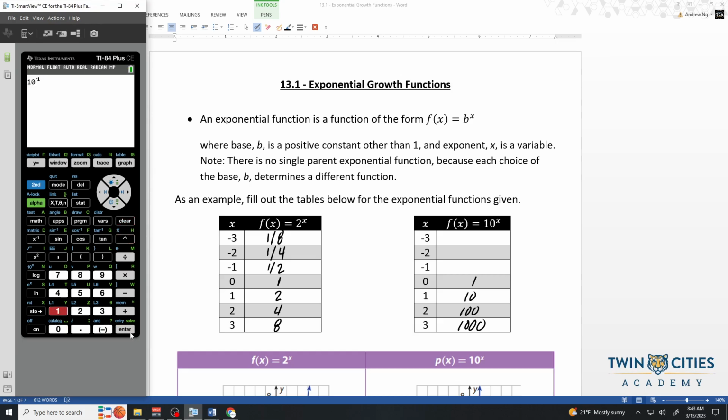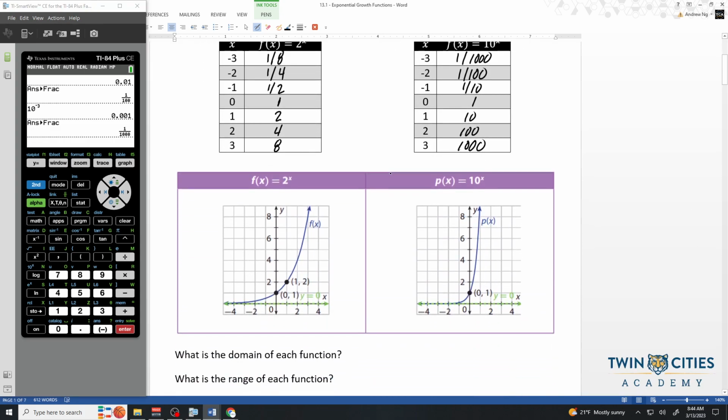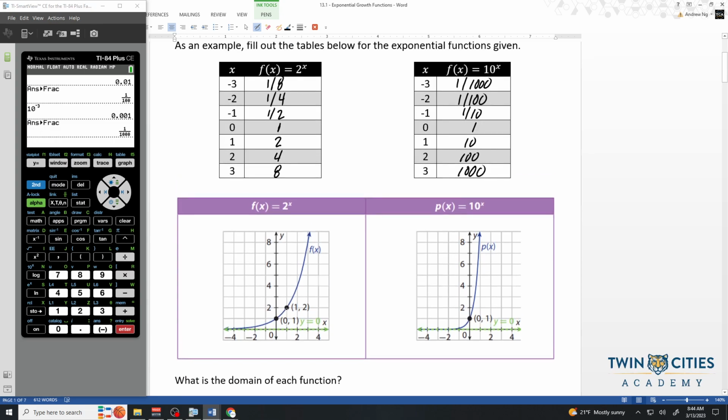10 to the negative 1 is 0.1, otherwise 1/10. 10 to the negative 2 as a fraction is 1 over 100. And 10 to the negative 3 as a fraction is 1 over 1,000. So it does seem like that holds true. Now, when I go to graph these, I get the following. On the left, I see 2 to the x. On the right, I see 10 to the x. And let's compare and contrast.